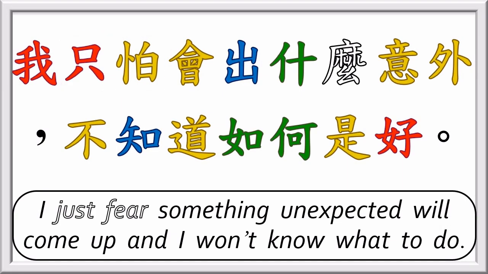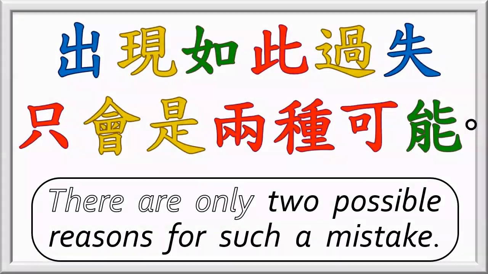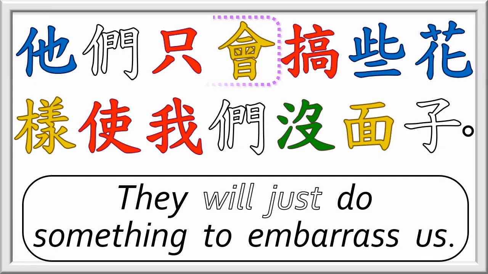我只怕会出什么意外，不知道如何是好. I just fear something unexpected will come up, and I won't know what to do. Next are two examples of 只会. 出现如此过失，只会是两种可能. There are only two possible reasons for such a mistake. 他们只会搞些花样，使我们没面子. They'll just do something to embarrass us.